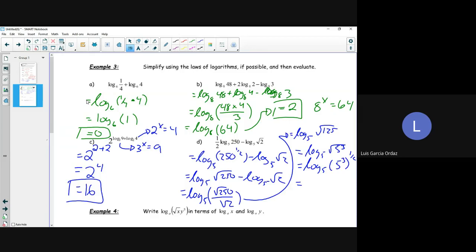So we have 5 to the 3 and 1/2. When we have an exponent to an exponent, we have to multiply the exponents together. So this expression just gives us a value of 3 over 2.